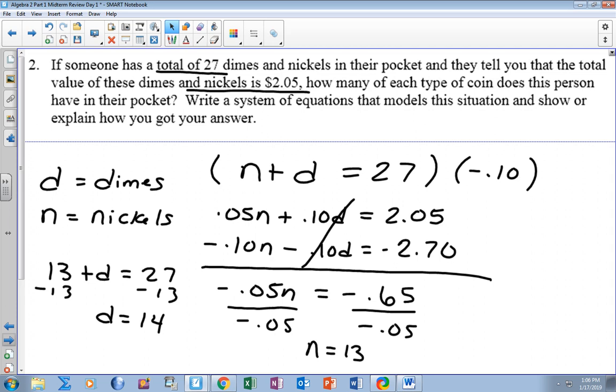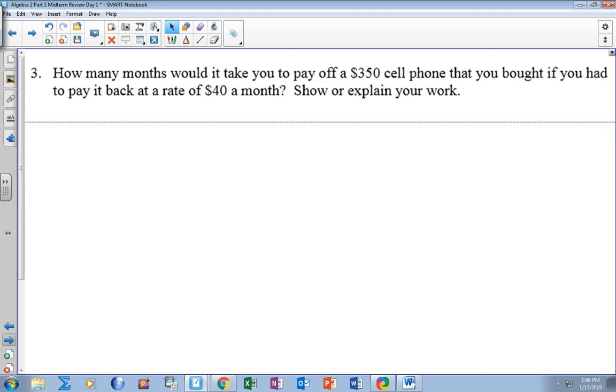Are you good with that? All right. So next one, it says, how many months would it take you to pay off a $350 cell phone bill if you had to pay it back at a rate of $40 a month? It says just to show your work or explain how you got your answer. So even if we didn't use a mathematical equation, like an algebraic equation, if I told you that you owed me $350 and you're going to have to pay me back in $40 installments, how could you figure out how long that was going to take you to pay it off?